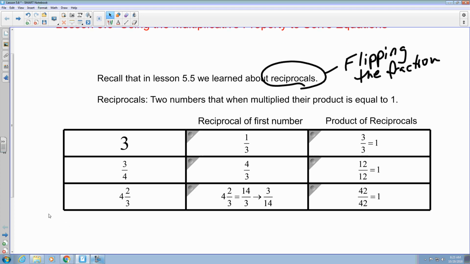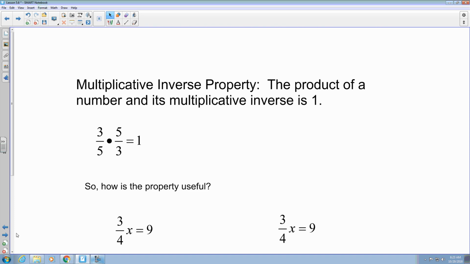So what we have is a rule. That rule, the multiplicative inverse property, means that if you have the product of a number and its multiplicative inverse, the result will be 1. The example they have here in the notes, 3/5 times 5/3, which are reciprocals of each other, equals 1. The reason we can say that is we can cancel these out. 3 divided by 3 is 1, 3 divided by 3 is 1, 5 divided by 5 would also be 1, and 1 times 1 is 1.